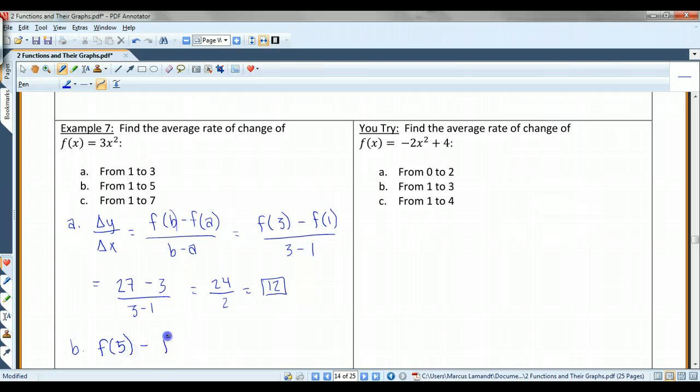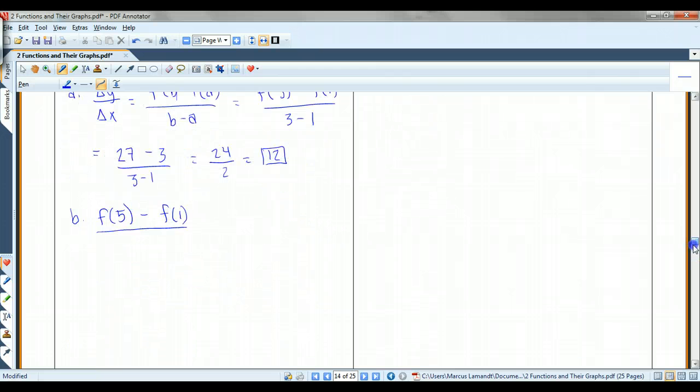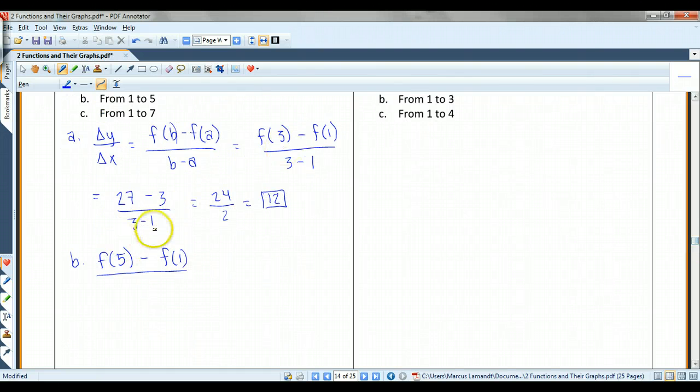F of 5 minus f of 1 over 5 minus 1. So 5 squared is 25. 25 times 3 is 75. 1 squared is 1 times 3 is, sorry, 3. So we've got 72 over 4, which is 18.